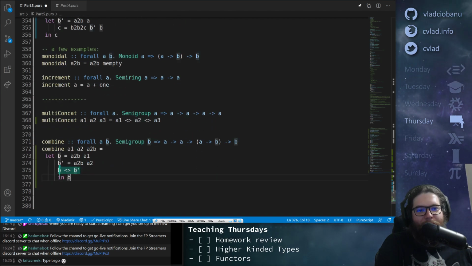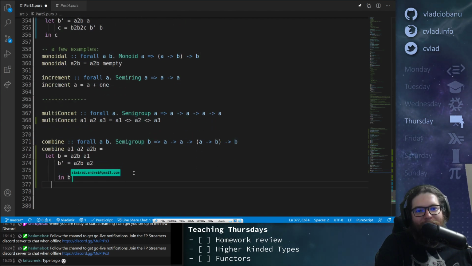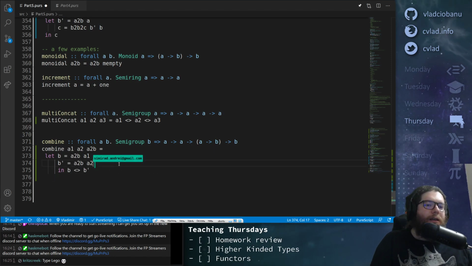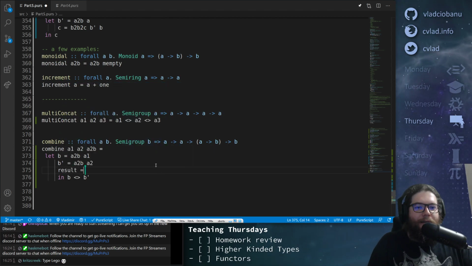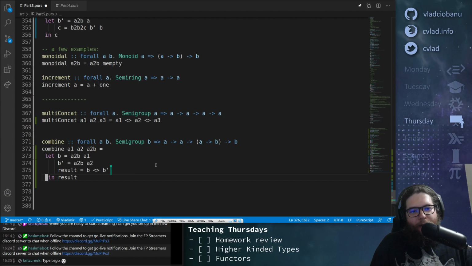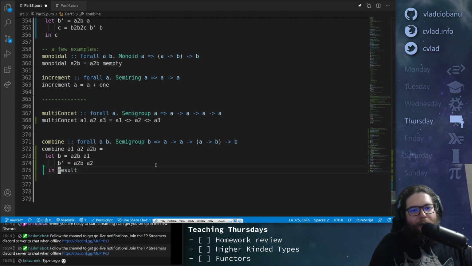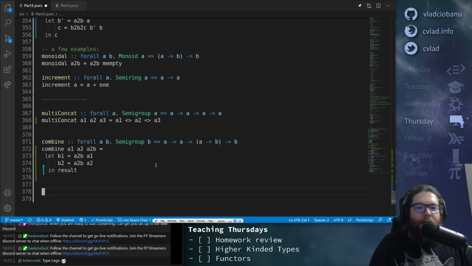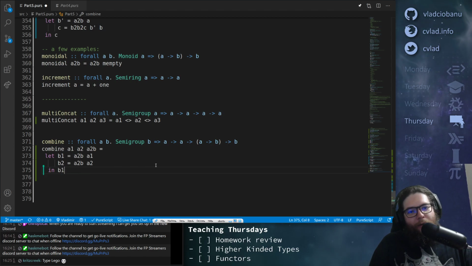Just here instead, in the in. Because this is the result of the... And of course, you can also say something like result equals b and b prime, and then return result if you prefer. That's also fine. It's just a matter of taste here more than anything. Both work just fine. I would probably just do in B, and actually I would probably call it B1 and B2, to somehow connect them to A1 and A2, like this, right?